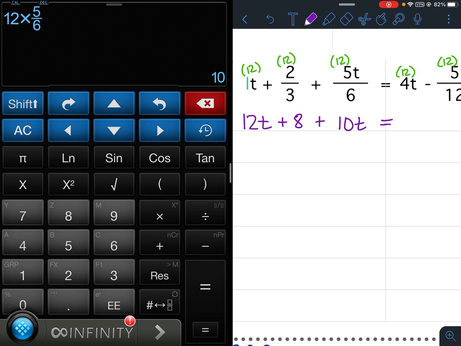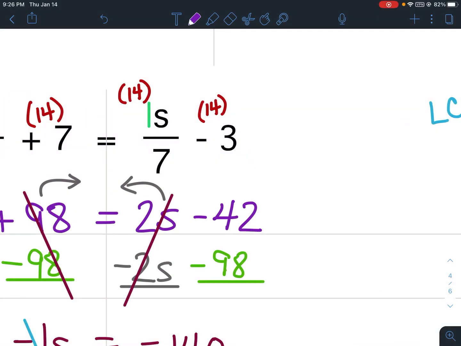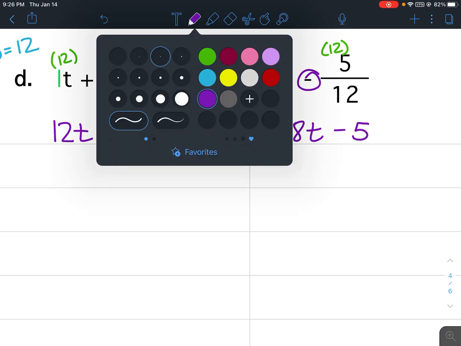Keep my equal signs lined up. 12 times 4 is 48. And then 12 times 5/12. 12 into 12 is 1. 1 times 5 is 5. But just to be on the safe side, 12 times 5/12. And that would be -5. It's negative because there was a negative here. All right, now we're ready to combine like terms.